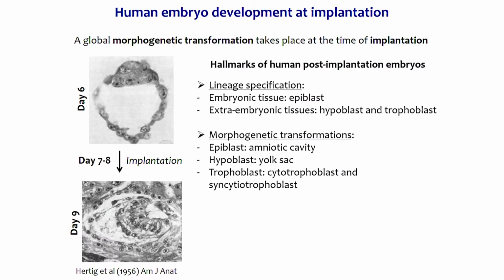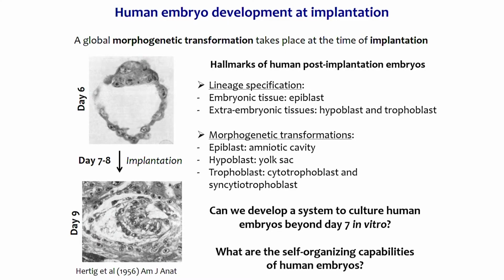So we know that during these few days, there are lineage specification events. We have the 3 main tissues specified, the embryonic epiblast tissue and the 2 extra-embryonic tissues, hypoblast and trophoblast. But also we have morphogenetic movements and transformations. The epiblast forms the amniotic cavity, the hypoblast forms the yolk sac, and the trophoblast differentiates into cytotrophoblast and syncytiotrophoblast.